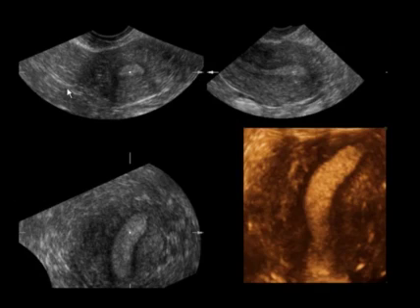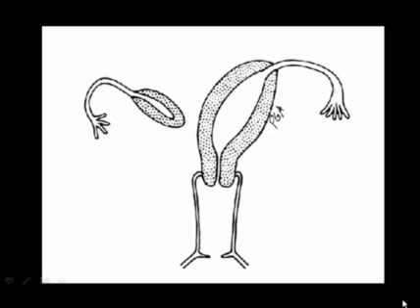Here is a view of a uterus which is unicornuate. You can see how the transverse and longitudinal view of this uterus look essentially normal, but clearly the coronal view of the uterus has one single horn.